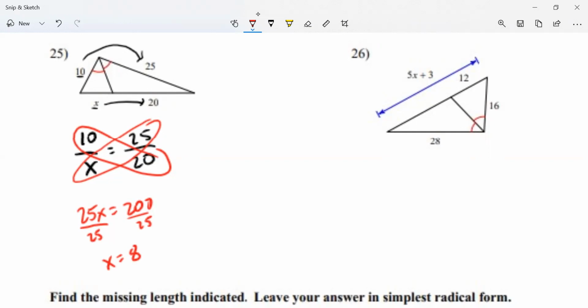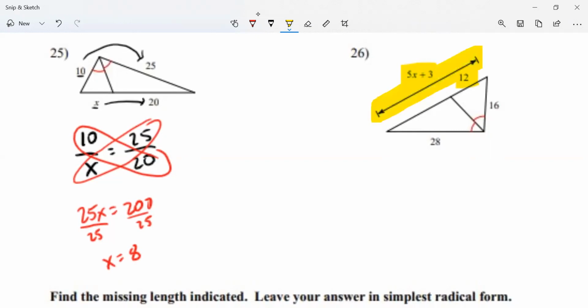And then I said for number 26, I'm going to work something out. First of all, let me see these two values, x plus 3 and 12. x plus 3 is the whole side, and 12 is just a little side. So for me to find the remaining side, I'm going to go 5x plus 3, which is the big side, minus, and then let me put the small side inside parentheses.